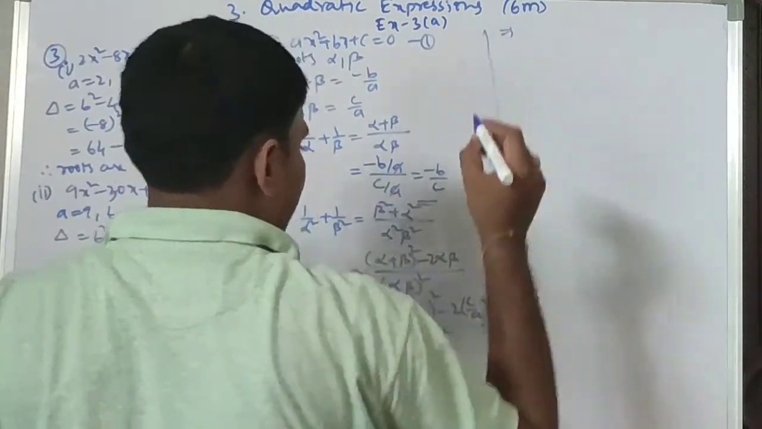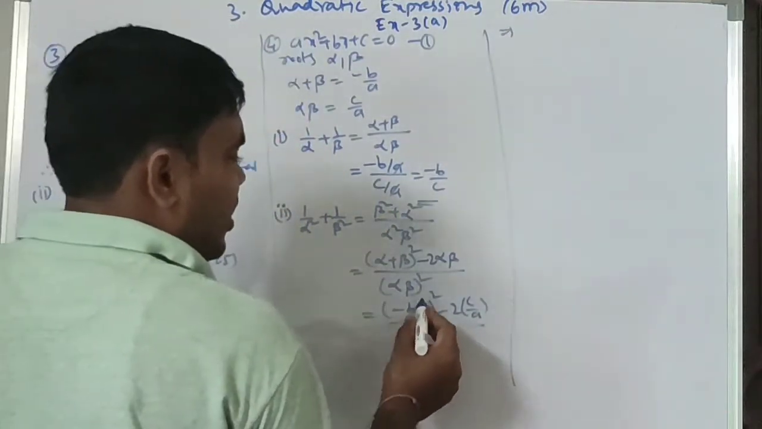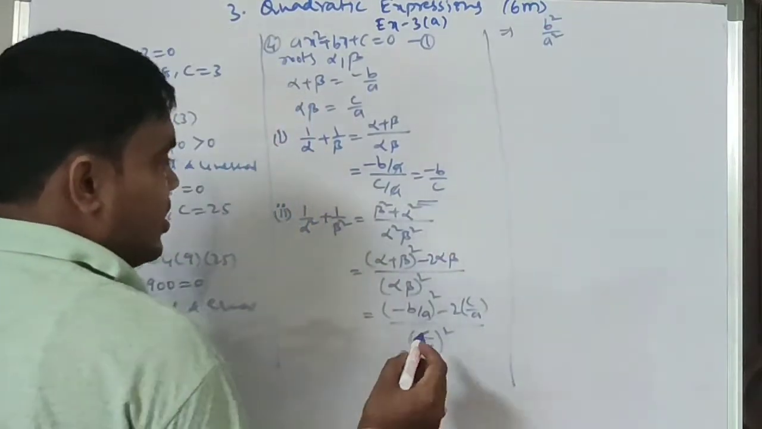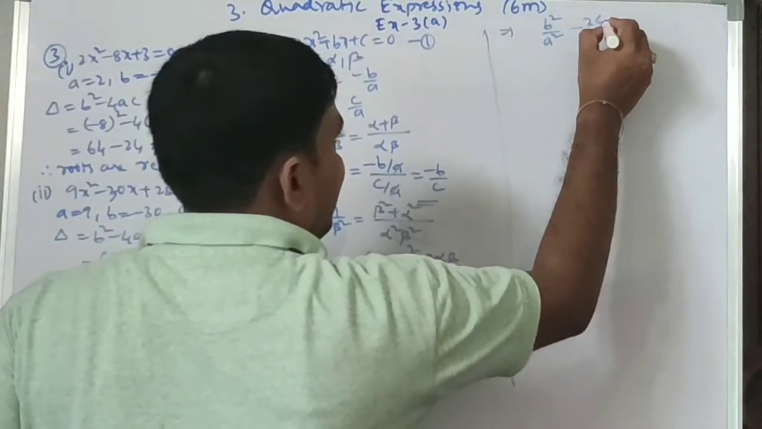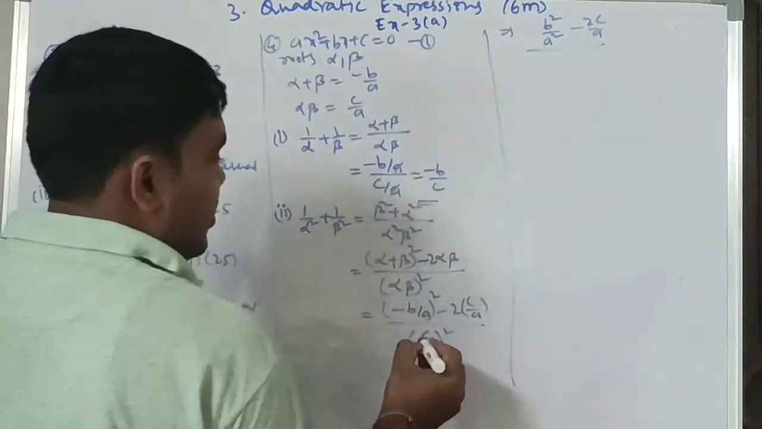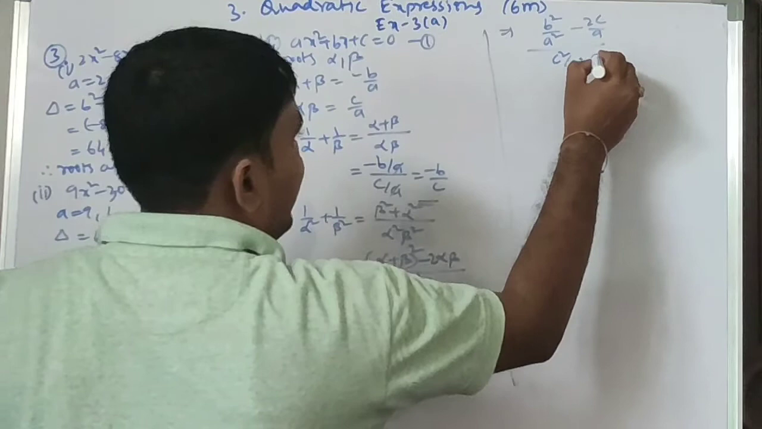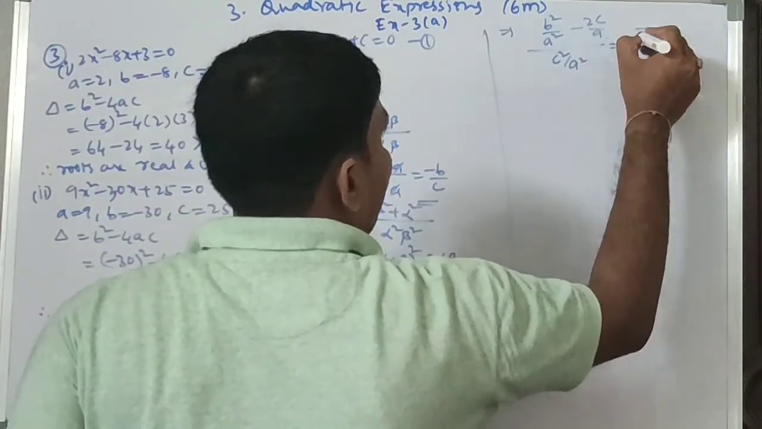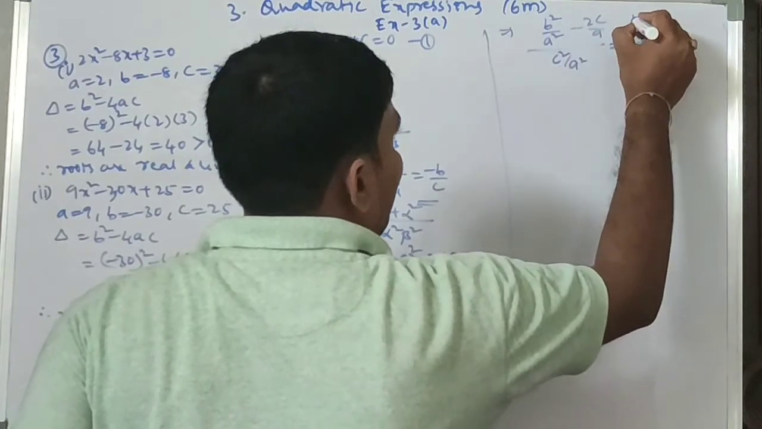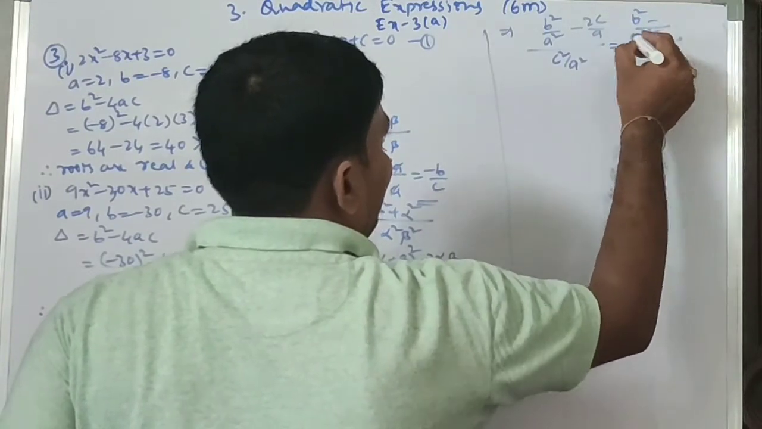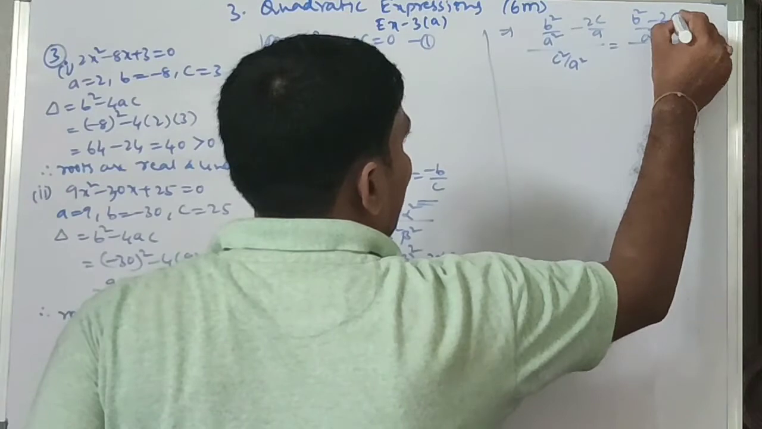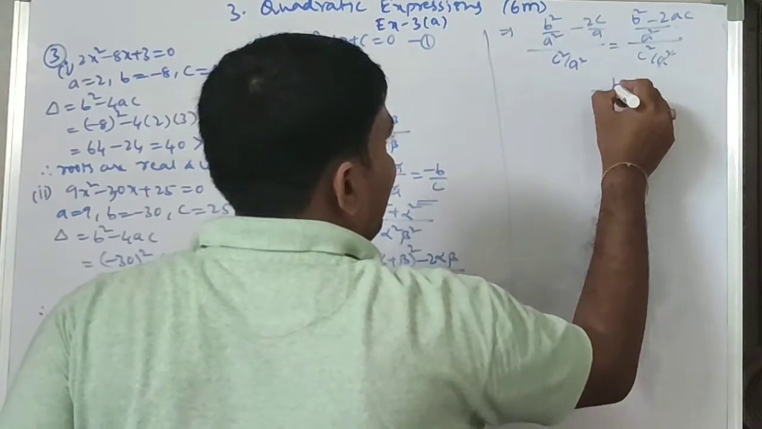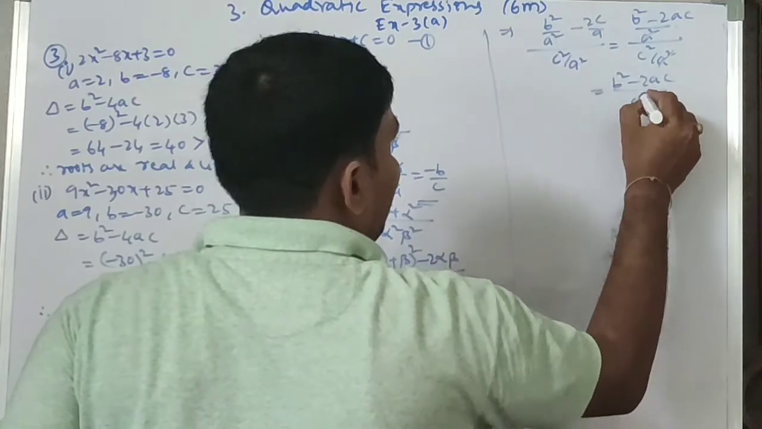Equal to minus b by a whole square, b square by a square, minus 2c by a, divided by c square by a square. Taking LCM a square: b square by a square minus 2ac by a square, divided by c square by a square. The a square cancels: b square minus 2ac by c square.